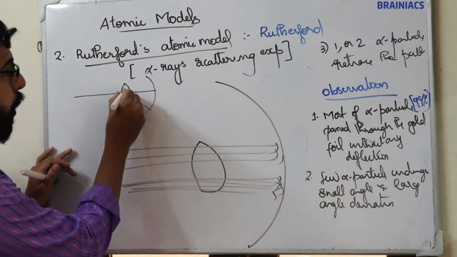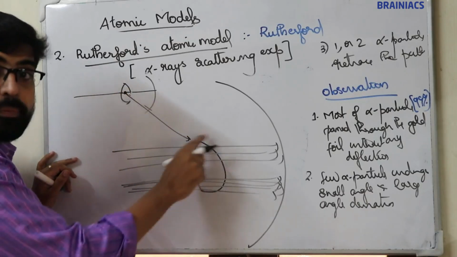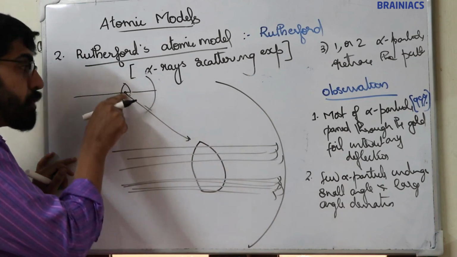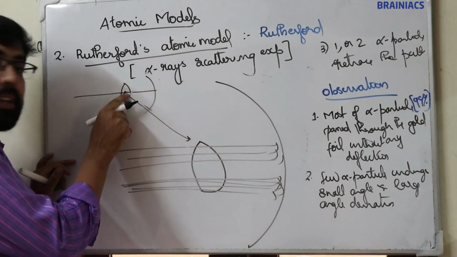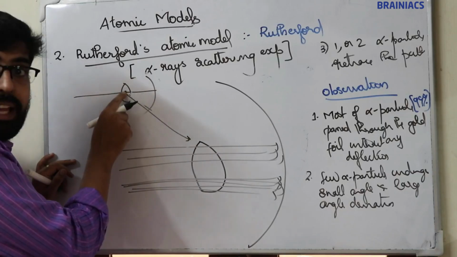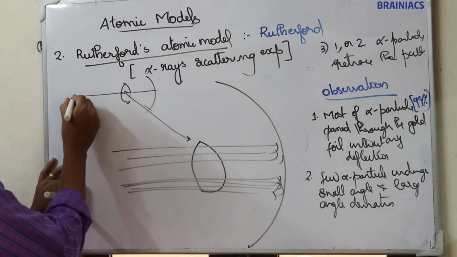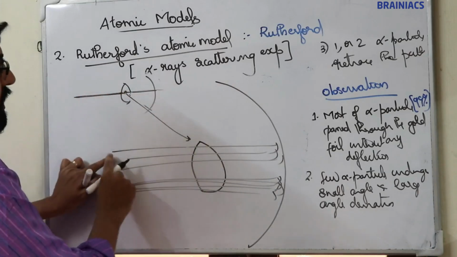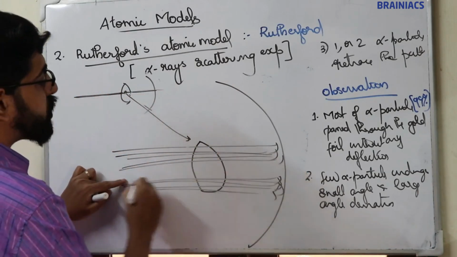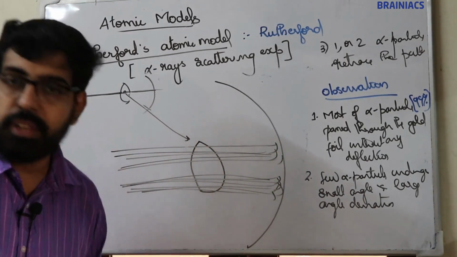Let this point be the point I am representing here. We are passing alpha particles through the gold foil at that point. The majority of the alpha particles pass through that point without any deflection.